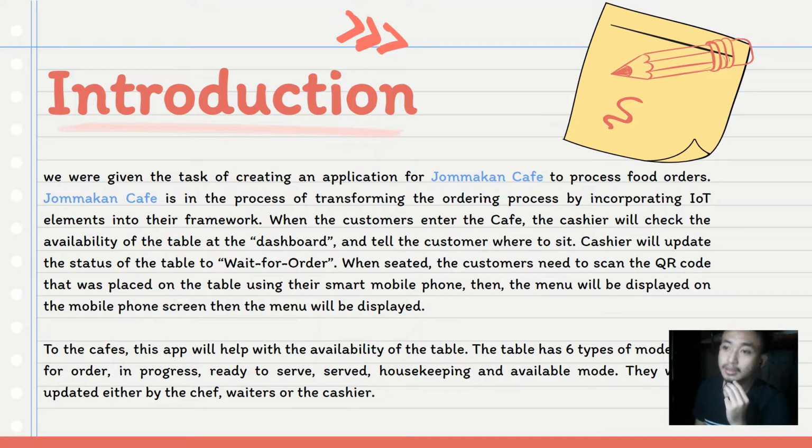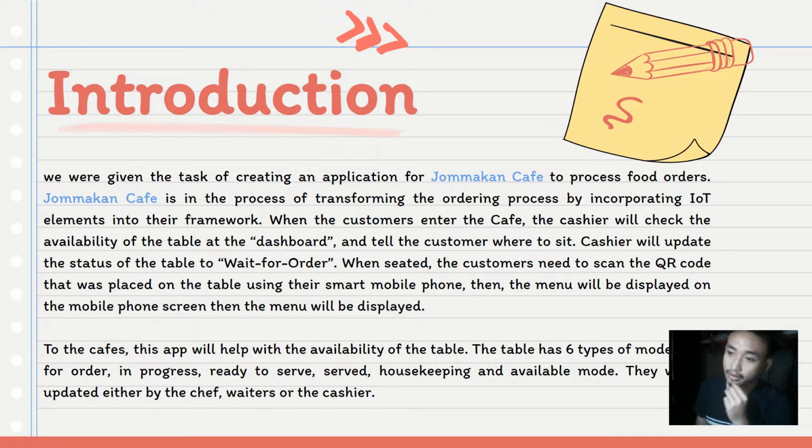The cashier will update the status of the table to wait for orders. When seated, the customer needs to scan the QR code that was placed on the table using their smartphone. Then the menu will be displayed on the mobile phone.